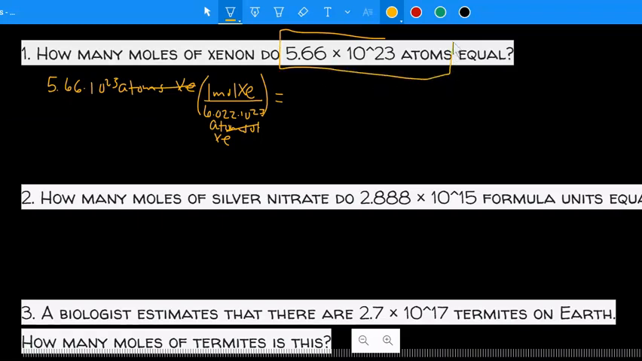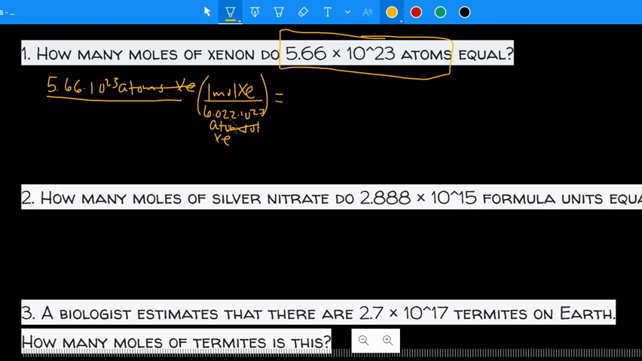5.66 times 10 to the 23rd atoms. That is your given quantity, so that's what you're going to write first. You've got how many atoms, your unit, and what element you're referring to. So anytime you have atoms as your given, the only thing you know about an atom is how many atoms there are in 1 mole of it.